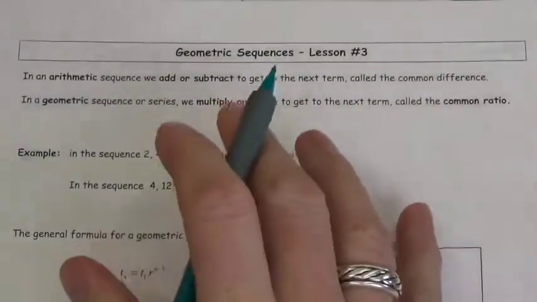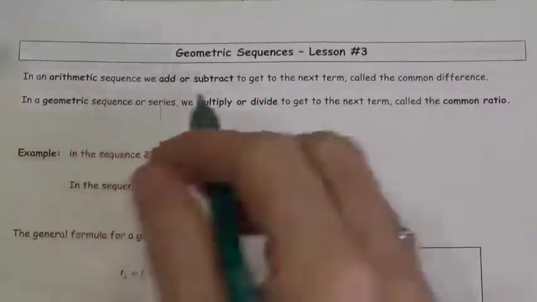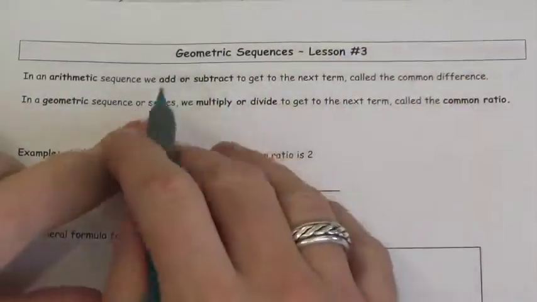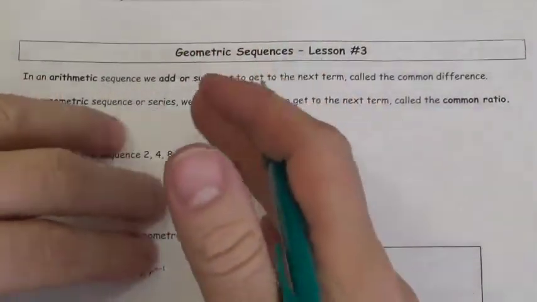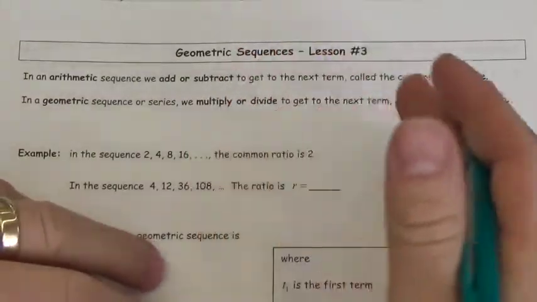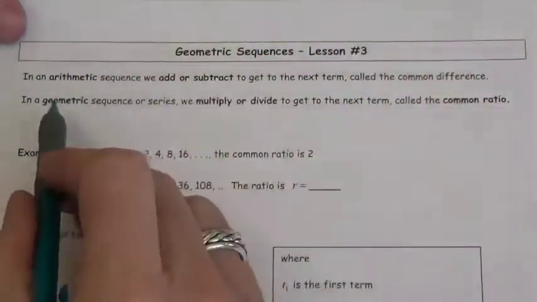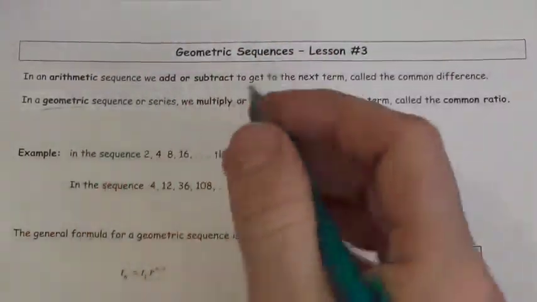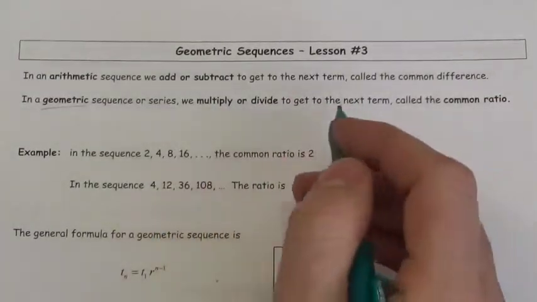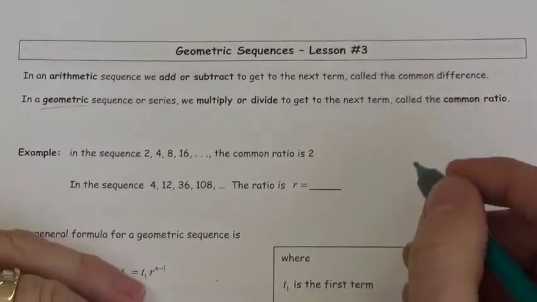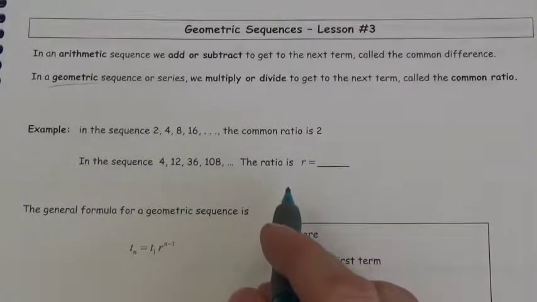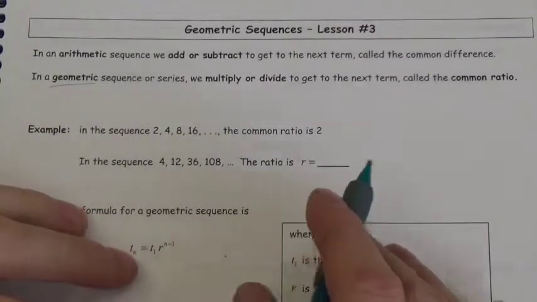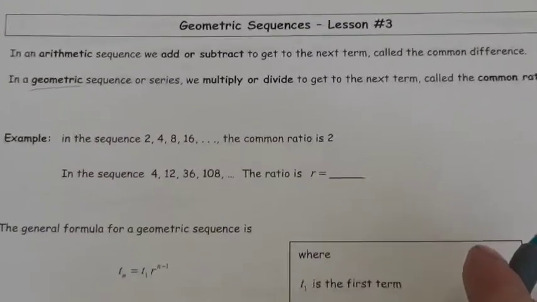Previously we had done arithmetic sequences, and the trick to that one is we've got this pattern of numbers where we're either adding or subtracting some constant value to go to the next term. In a geometric sequence or series, we're going to multiply or divide just to get to the next term. When we do that, we call that number that we multiply or divide by the common ratio. And you'll see why in just a second.